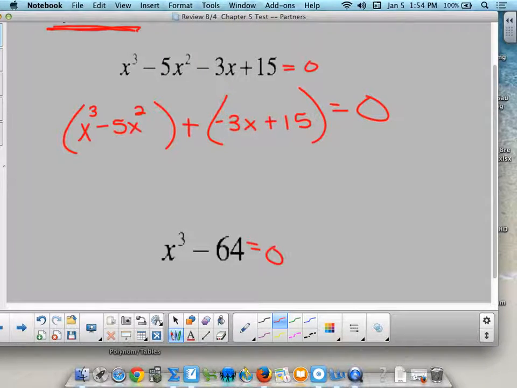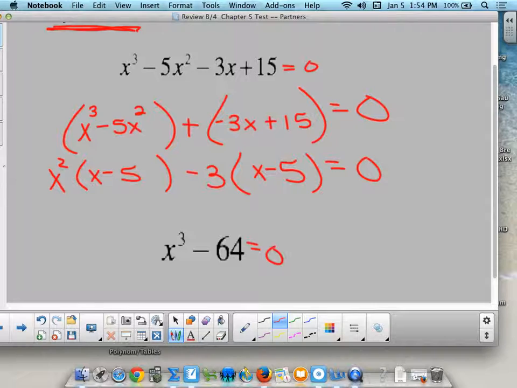Does everybody agree the first 2 terms share x squared? Yeah. What do the second 2 terms share? 3. 3, but negative. If the coefficient's negative, take out a negative. So here I take out x squared. Here I take out negative 3. Okay, what's left? X minus 5. X minus 5.